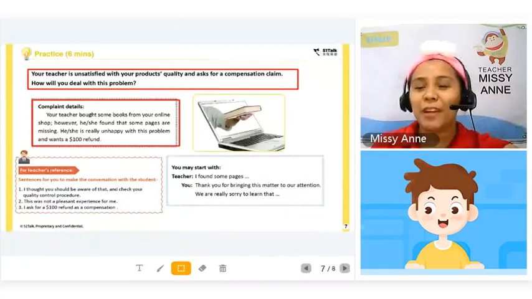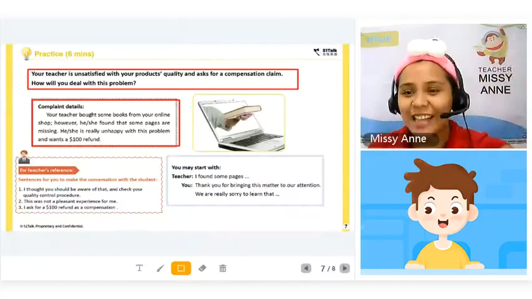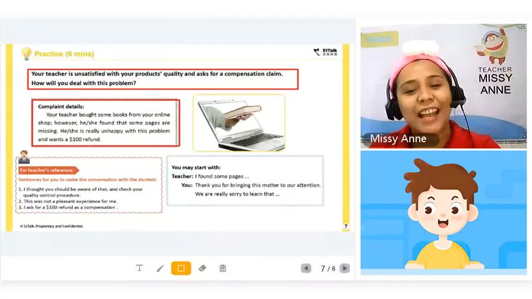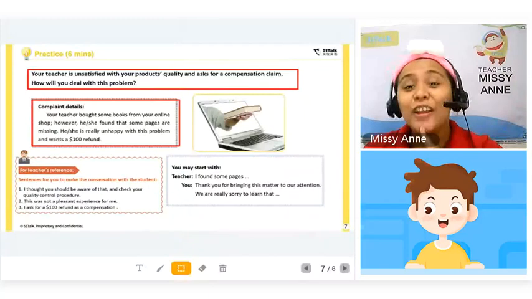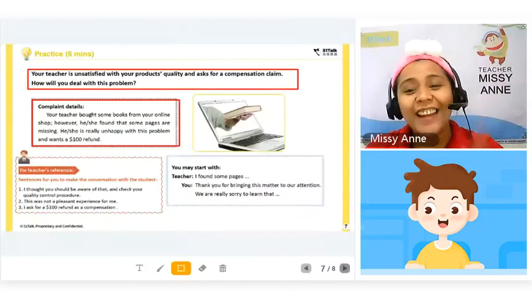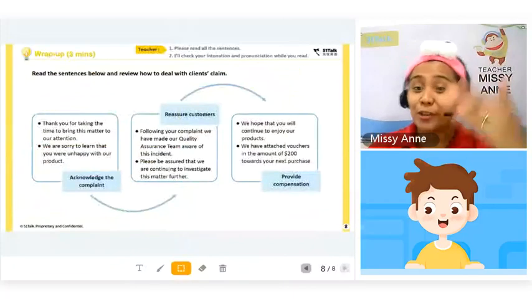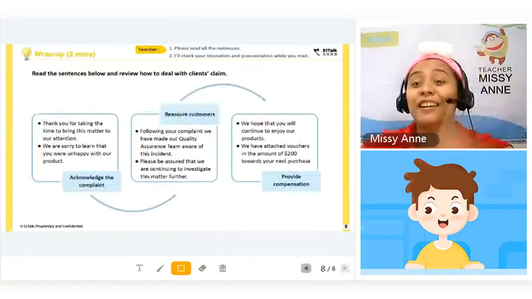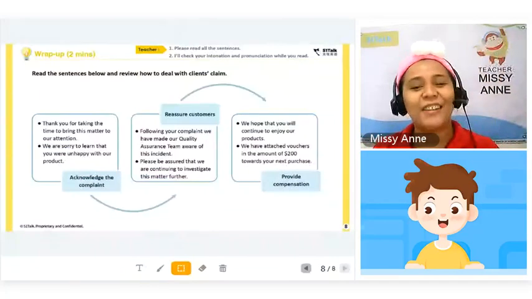Very good judgment call, Fiona. Fantastic and very good sentences. Well done. You have used some of the keywords that we have learned. That's awesome. And I like that you ask the customer first to return the product before you send the refund. That's a very good business decision. Well done. All right. It's time for our wrap up.